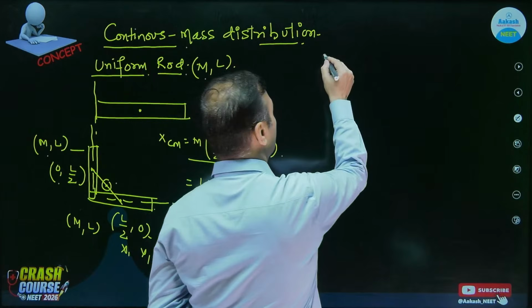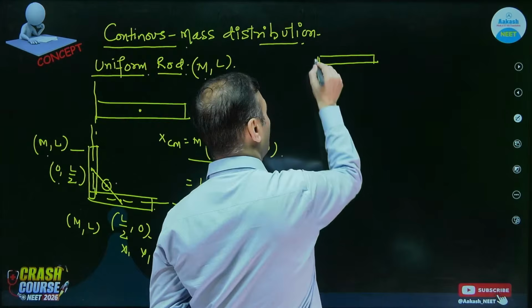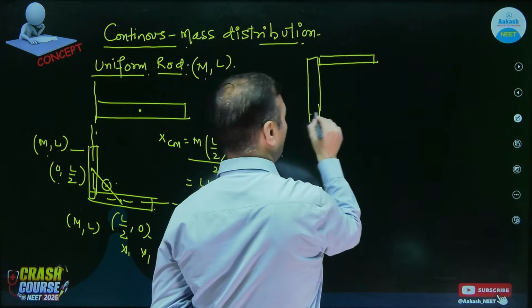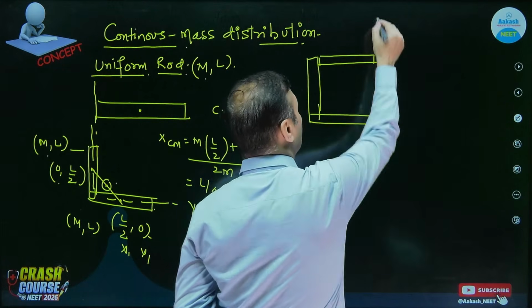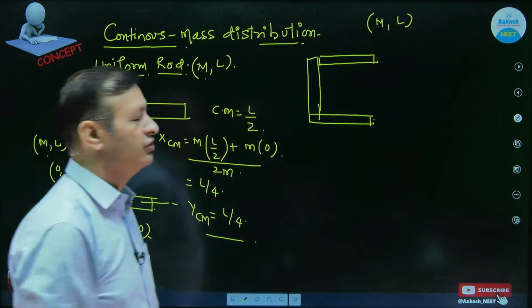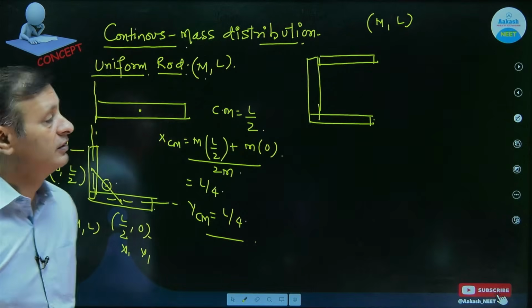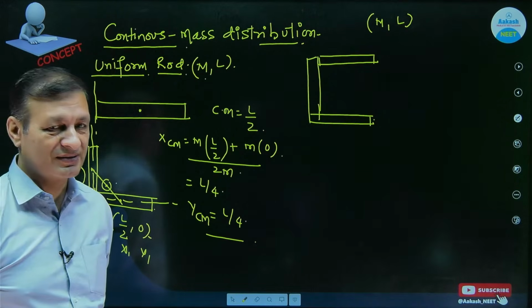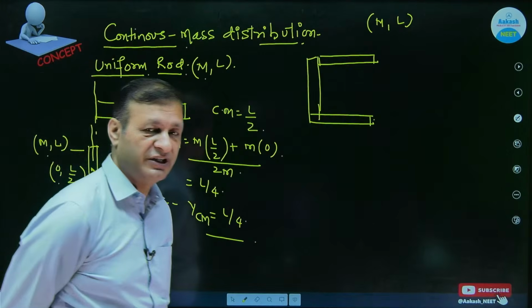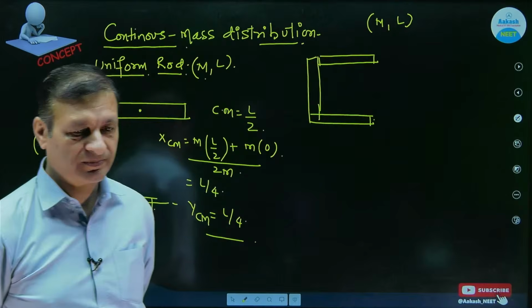Now let's suppose you have 3 rods. So 3 rods, each of length L and each of mass M. So if these 3 rods are placed or arranged like this, then what is the center of mass? So please go ahead, giving you 1 minute to solve this.